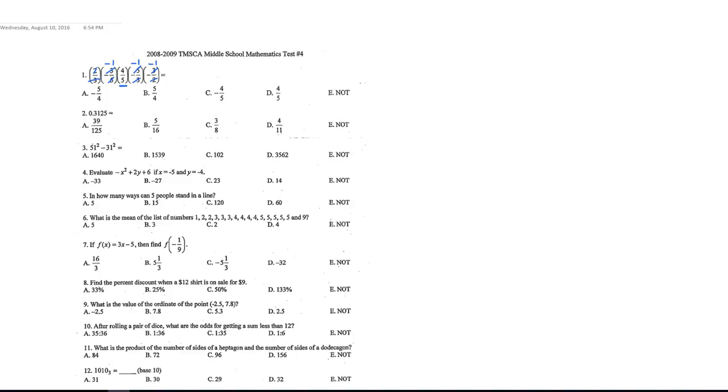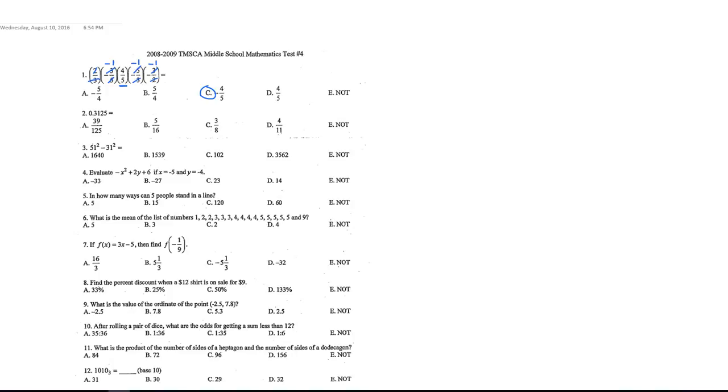And in the numerator we have minus 1 times 4, which is minus 4, and then minus 4 times minus 1 is 4, and then times minus 1 is minus 4. So the answer is minus 4 over 5. So we'll select C.